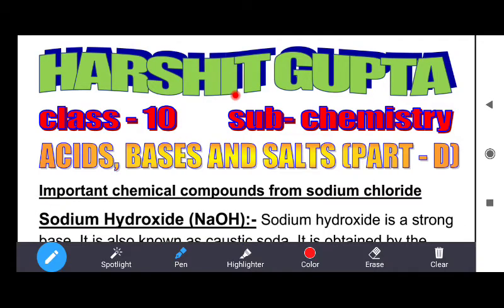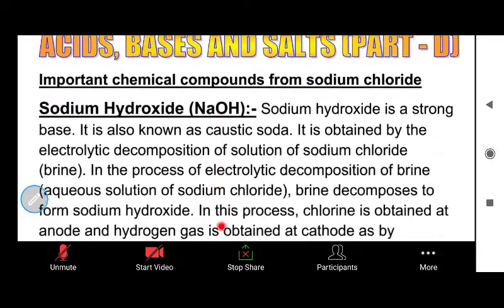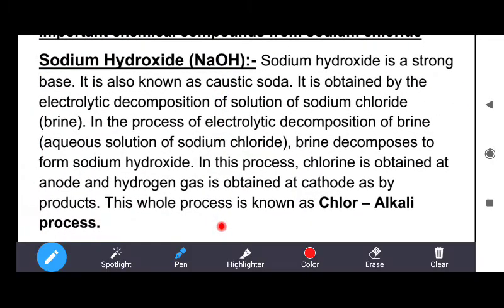Come back to explain the remaining part of your second chapter, acids, bases and salts. Today I will discuss some chemical compounds which are formed from sodium chloride. The first compound is sodium hydroxide. Firstly, I would like to tell the chemical formula of sodium hydroxide. The chemical formula of sodium hydroxide is NaOH.